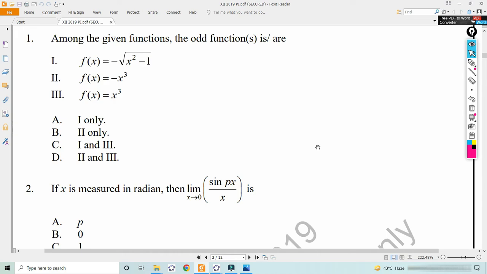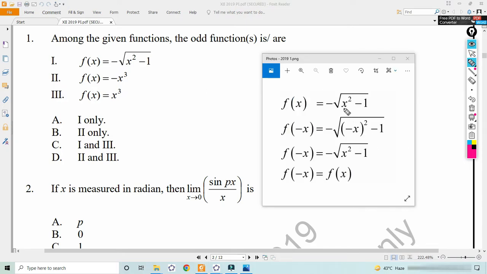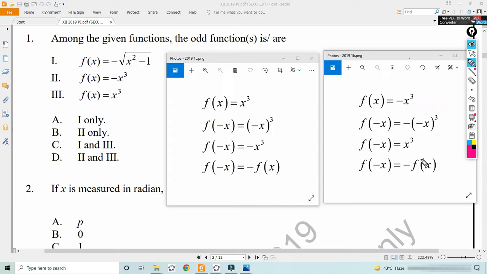In this MCQ, we have to identify the odd function, and we know that a function is said to be an odd function if f of negative x is equal to negative of f of x. So if we put negative x in place of x in the first function, we get the same function, which means the first function is an even function. Whereas in the second and third functions, if we put negative x in place of x, we get the negative of the given function, which means the second and third functions are odd functions. So the answer is D.